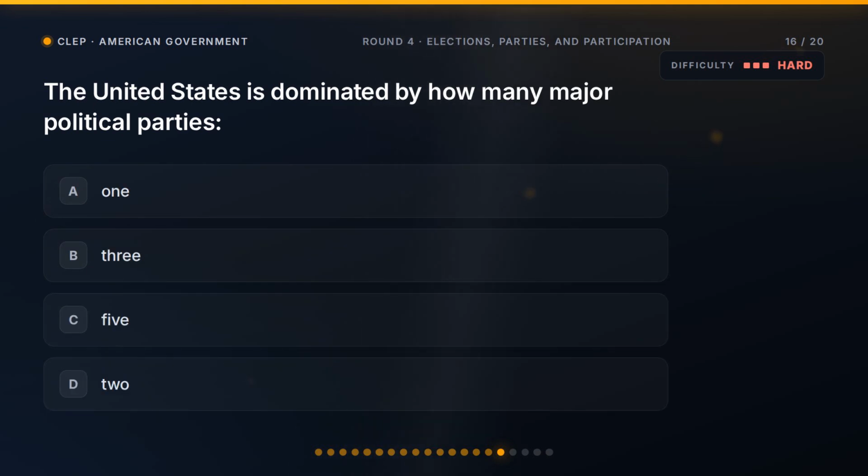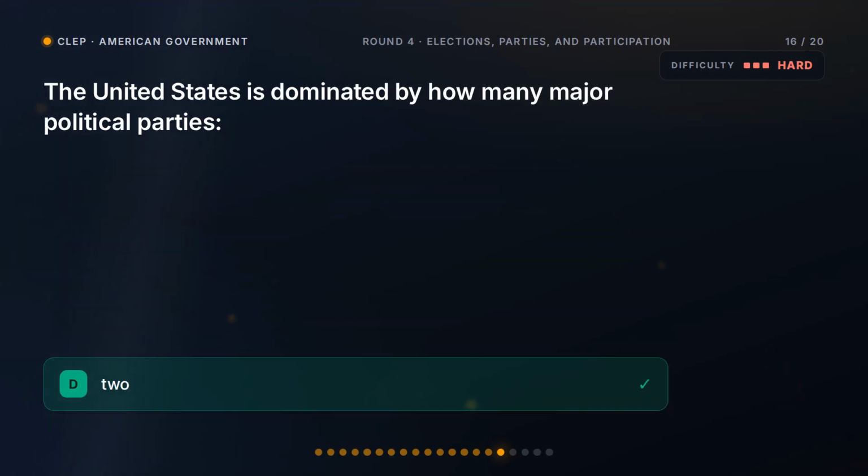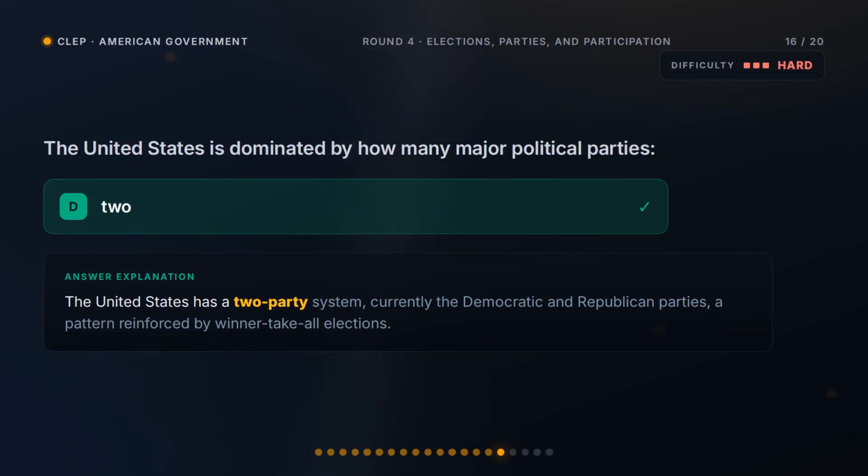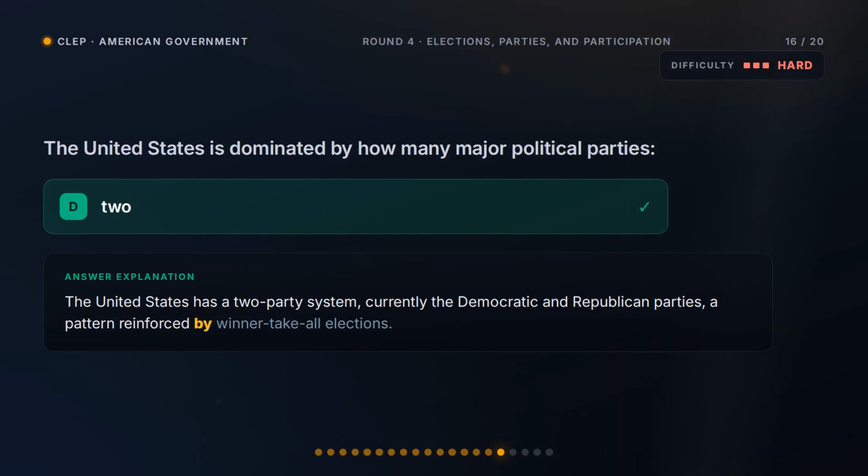Each state's electoral votes equal its total members of Congress, and 270 are needed to win. Question 16. The United States is dominated by how many major political parties? A. 1, B. 3, C. 5, D. 2. The answer is D, 2. The United States has a two-party system, currently the Democratic and Republican parties, a pattern reinforced by winner-take-all elections.